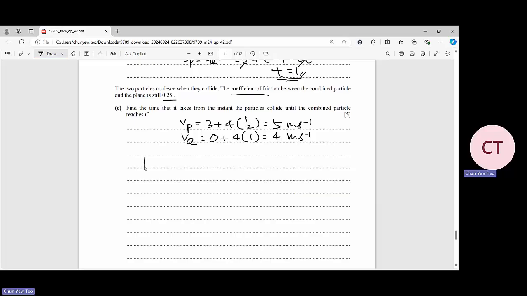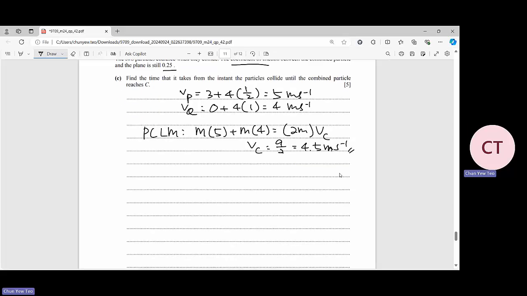Okay, so by considering the principle of conservation of linear momentum, mP times uP plus mQ times uQ equals 2m times vC when they combine together. So from here, your vC is actually 9 over 2, or you can say 4.5 meters per second. Okay, so this is the combined speed after they collide.